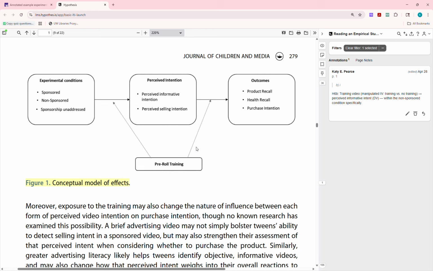Some of the kids, I guess, got this training after. I have to read a little more closely for that. And then they measured these outcomes. What do they remember about the product? What do they remember about the health information? And would they be willing to buy it? So all of this kind of maps onto this model, which is nice.